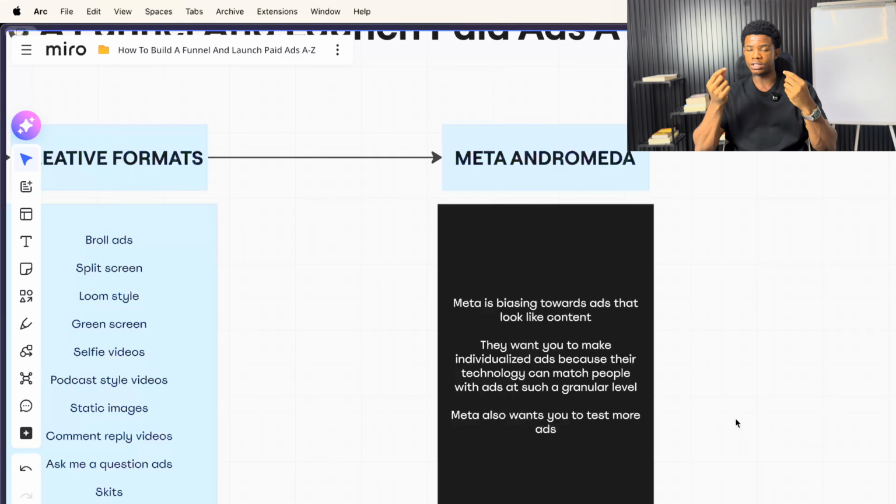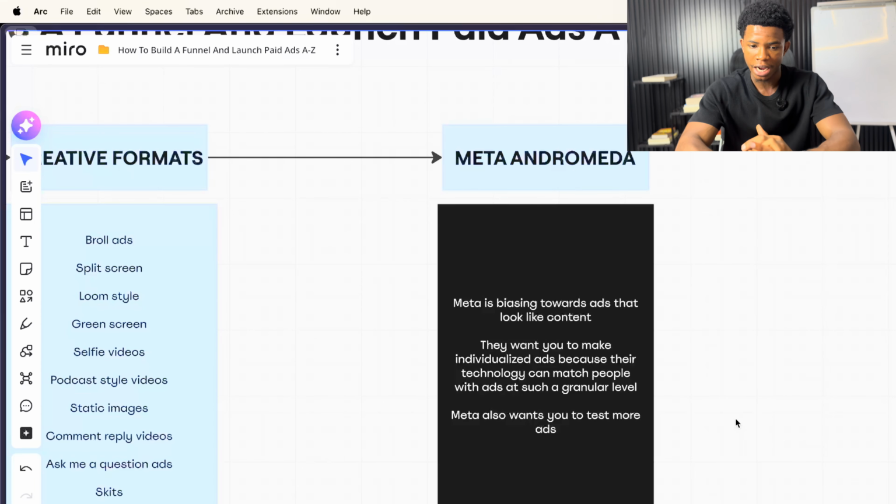You need to actually have quality, and the angles have to be things that your prospects actually care about, or things that your prospects are going through. It can't just be ads for the sake of being ads. We have to make sure that these ads are individualized, they're unique, and you want to help Meta basically match people, because now the algorithm can basically just match people with your ads at such a granular level.